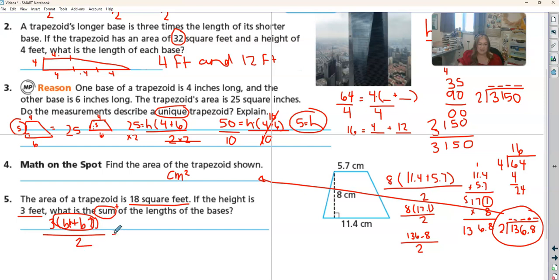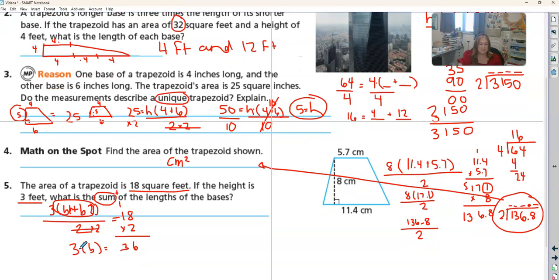Cut it in half is 18. So let's work backwards. Times by 2. The opposite of divide is times by 2. So there's 16, 2 plus 1 is 3. So we're at 3 times the bases equals 36. So the opposite of times is divide. So 36 divided by 3 will give us our answer.